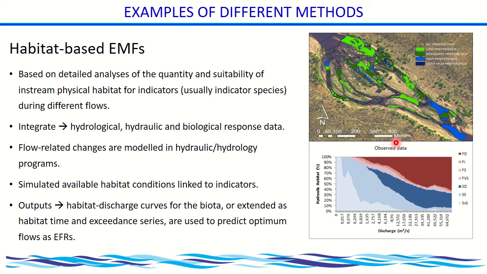All right, flow-related changes are modeled in hydraulic or hydrological programs. We then simulate available habitat conditions linked to indicator species. We look at the different species that are available to us and what they need. The outputs include habitat discharge curves for biota, so it's a relationship between the organism and flows. We call them flow ecosystem relationships. That's what we're interested in. So that we don't just look at the flow and how it's going to change and when we need high flows or low flows, because we don't know what the system needs.